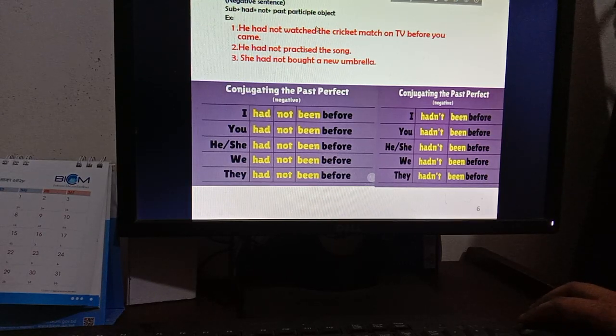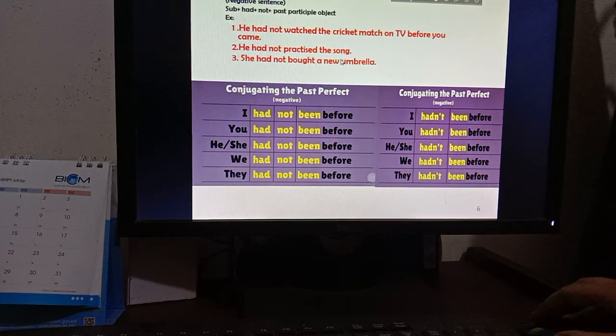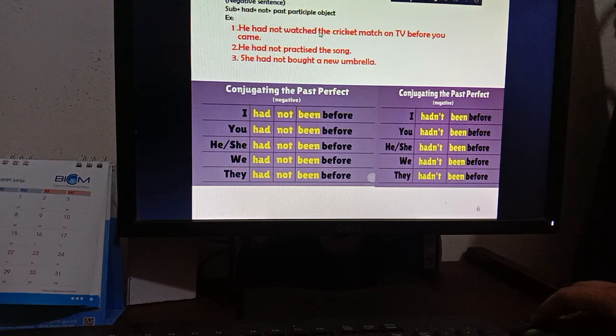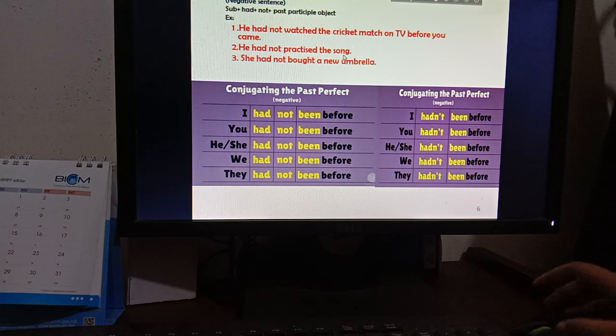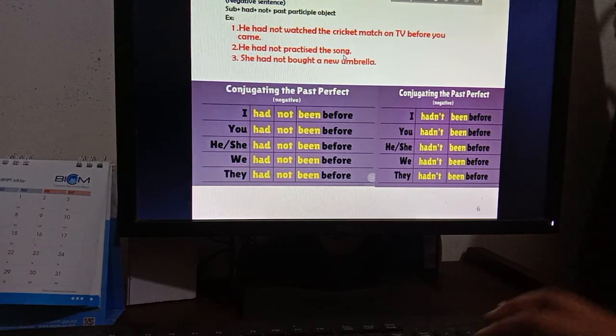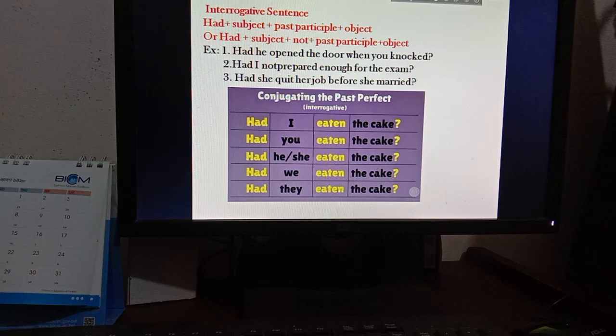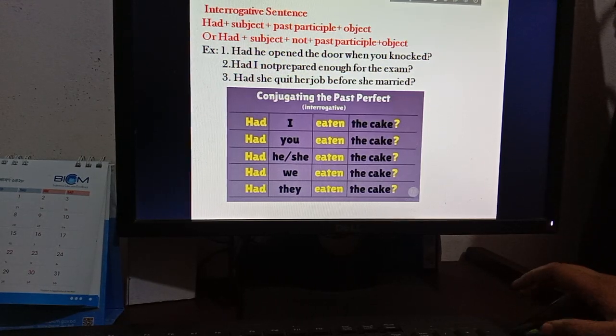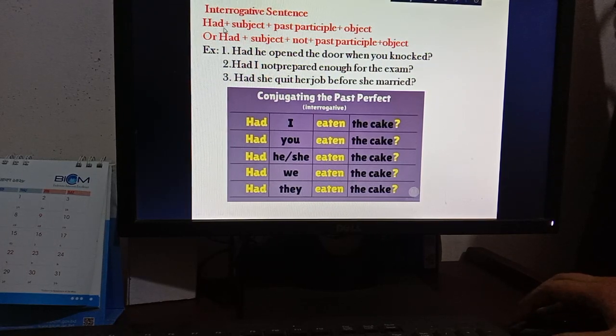And again I am saying the same thing, that in your exam there can be two types of sentences. First one can be like number 1, there can be two actions, and second one can be like number 2, there can be one action and you just need to convert the sentence. Okay, I am going for the last one, interrogative sentence. We know that for making interrogative sentence we have to put the auxiliary verb to the beginning of the sentence. Okay, so had is the auxiliary verb, that's why first of all you have to put it at the beginning, had, then subject, then past participle, then object.